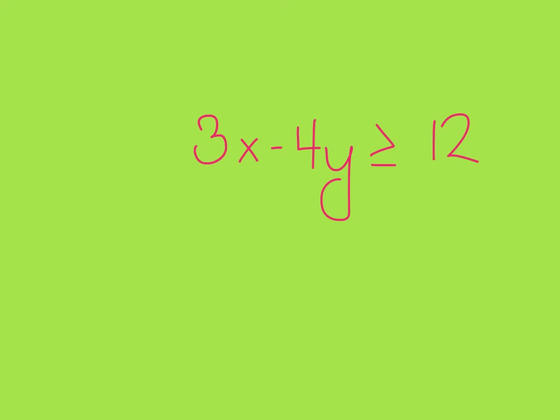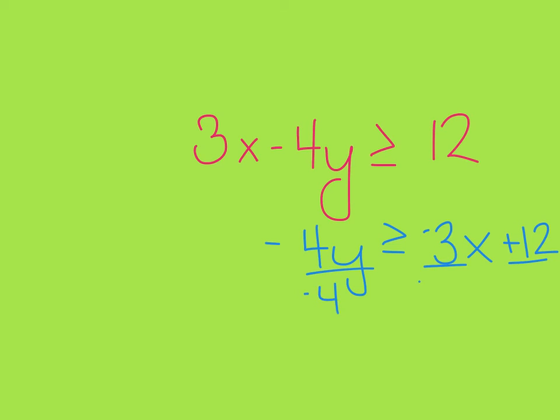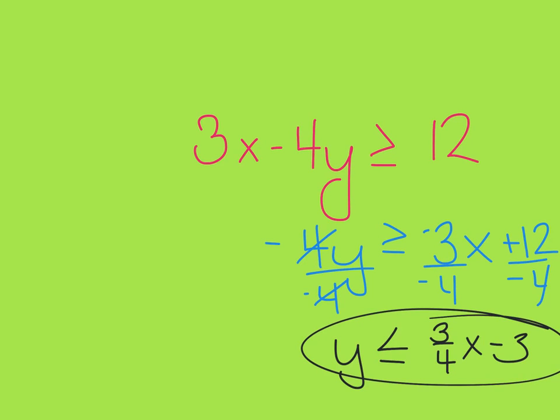One quick reminder I want to give you is that at any time you end up multiplying or dividing by a negative with inequalities, please remember to switch the direction of your inequality symbol. For instance, in this scenario, to isolate y, I end up dividing by negative 4. The moment I do that, I have to remember to flip this to less than or equal to positive 3/4 x minus 3. If you forget that step, you will end up shading the wrong side of a line.